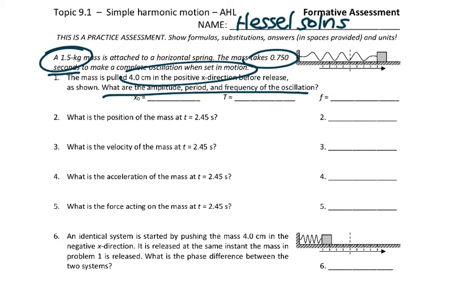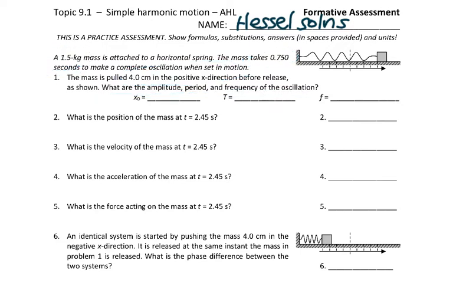We don't need to make very many calculations here. And so we remember that amplitude is the maximum displacement away from the equilibrium position. Equilibrium position is here, and it says that it's pulled 4 centimeters away from the equilibrium position, so that would be the amplitude. And we know that period is the time to complete one cycle, and we're given that. It says the mass takes 0.75 seconds to complete an oscillation, so there's our period.